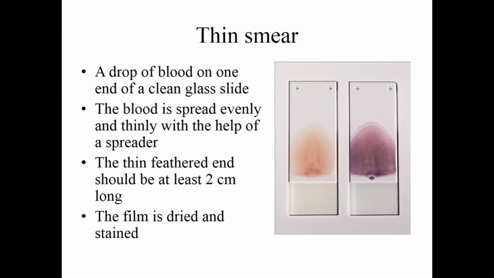So thin smear, how do you prepare a thin smear? A drop of blood is taken on one end of a clean glass slide, and the blood is spread evenly and thinly with the help of a spreader. So you can see here the smear of blood is usually placed here, and then by means of a spreader it's pushed to the other end of the slide until there's a feathered end which should be at least 2 centimeters long. So the film is dried and stained.